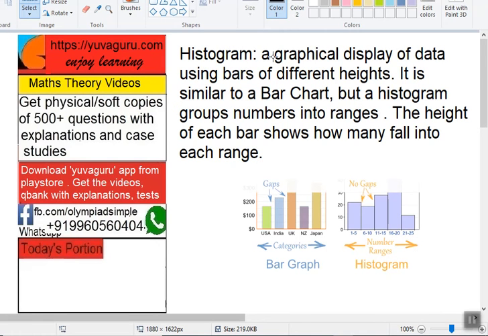Then what is a histogram? It is similar to a bar graph, a graphical display of data using bars of different heights. See here, histogram and bar graph both are similar, only there is a slight difference. It is similar to a bar chart, but a histogram groups numbers into ranges. This is important. The height of each bar shows how many fall into each range. See this. In a bar graph, USA, India means it's specific to some country. Here it is ranges, 1 to 5, 6 to 10, like this. And also look at the gaps. Here in the bar graph there are gaps and there are no gaps in a histogram. So that is the difference.